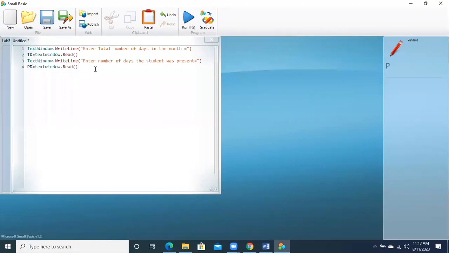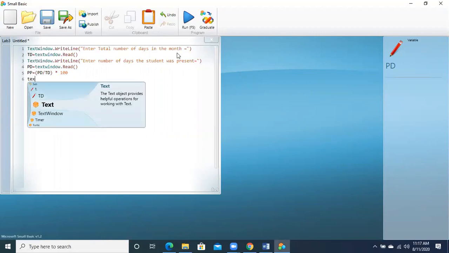Okay. Now I am going to calculate the percentage, present percentage, PP. Variable names are up to you. You can take A, B, C, but you should remember what is A, what is B, what is C. How will we calculate the present percentage? We will write total present days divided by total days, PD divided by TD. When the answer comes, I am putting it in parentheses, and we will multiply it by 100. And then we can print the answer.